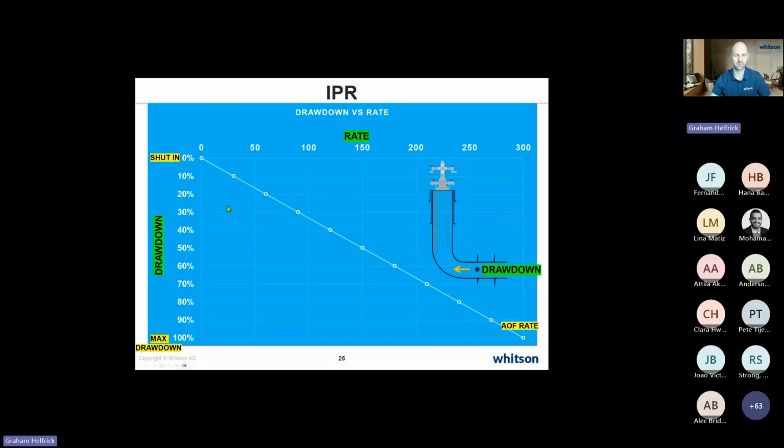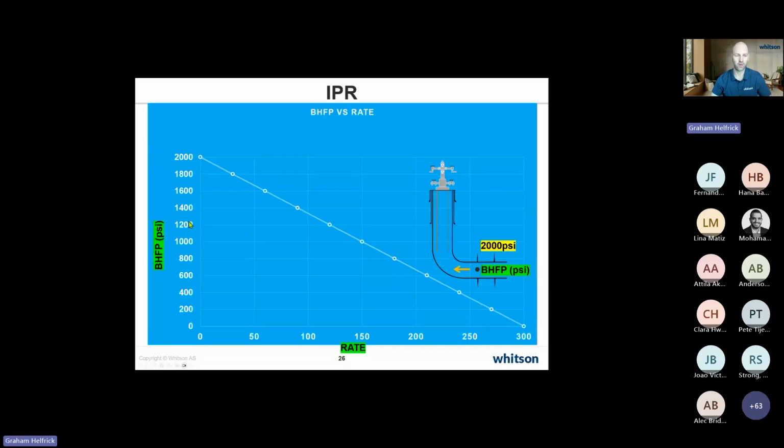Now, we don't always talk about it in terms of drawdown. We might talk in terms of what is the bottom hole flowing pressure. All right, it's the same thing. So if we're shut in, we don't have any rate, we have zero rate. Or if we're at our max drawdown, then we have our maximum rate. So this is an IPR curve. How do we calculate it for gas?